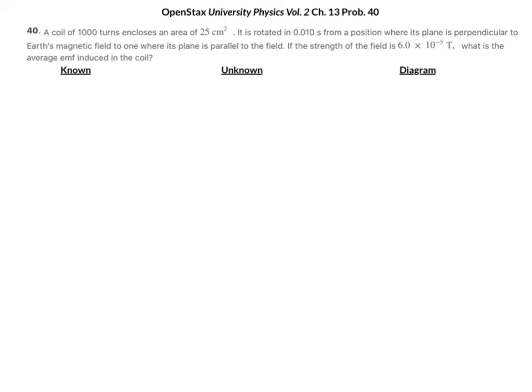Let's write down our knowns and unknowns. So we know that the number of turns is 1000. We know that the area is 25 square centimeters. We know that it is turned in an amount of time of 0.1 seconds from a position where its plane is perpendicular to one where it's parallel. Okay? We know that the magnetic field is 6 times 10 to the negative 5 Tesla. And we're looking for the induced EMF.